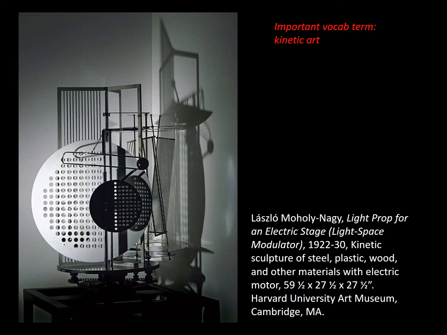So the idea is that there is a motor, and once the motor is set in motion, the different reflective materials and forms of this sculpture would cast light around its space because of its reflecting surfaces. They all interact with a beam of light. So it was a new idea, and he made several of these light space modulators. This is the sort of famous one that he makes.